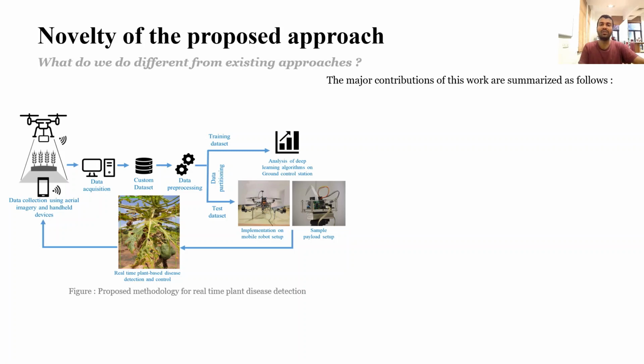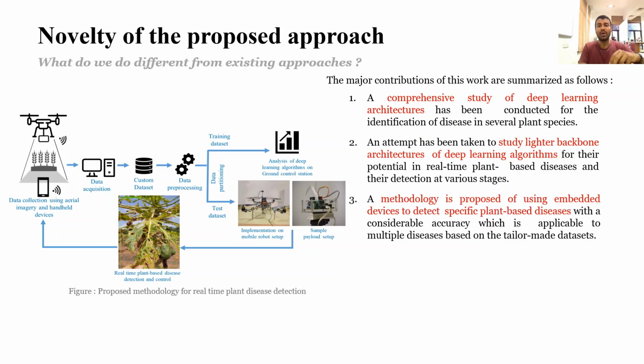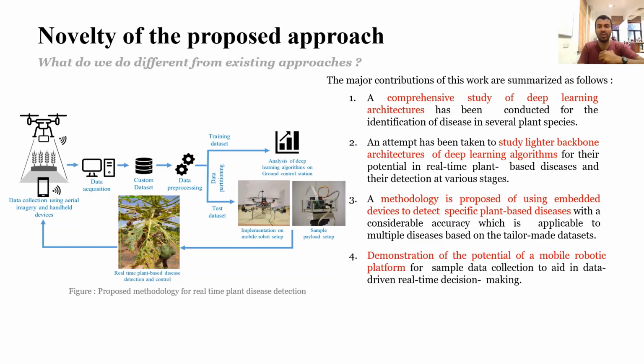So the novelty of the work is as follows. We present a comprehensive study of different deep learning frameworks in order to identify real-time diseases at various stages. We also propose a methodology using embedded devices which can work in real time, and integrate them in mobile aerial setups so that the entire methodology can work in an agricultural scenario in real time, or we can make decisions on the go.